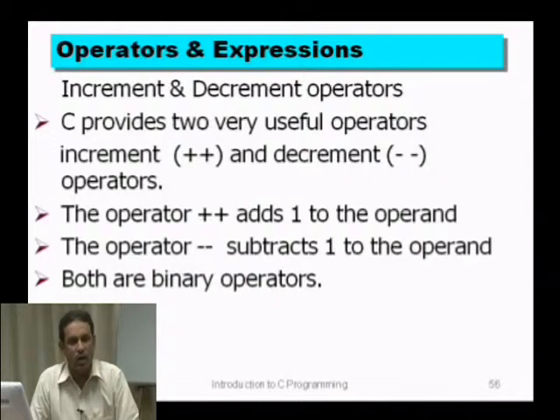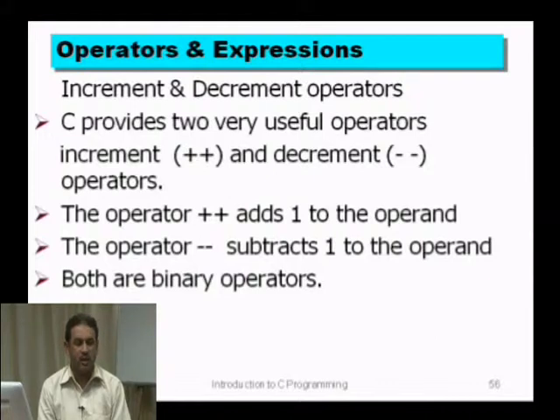So, you have declared the value of i as 1, and you are adding 1 to it, so the value of i becomes 2. In the same way, the operator -- subtracts 1 from the operand. You have declared i = 1 and you are executing i--. Then i-- is the same as i = i - 1. So, 1 minus 1 is equal to 0, and the value of i becomes 0. Both are unary operators.